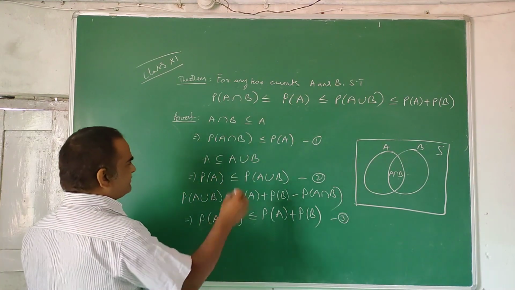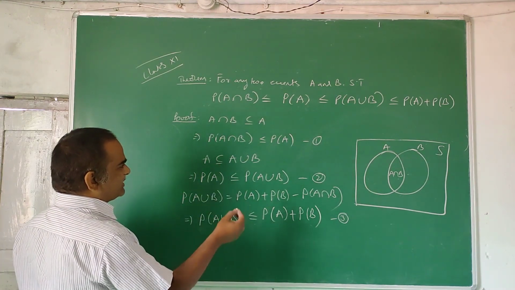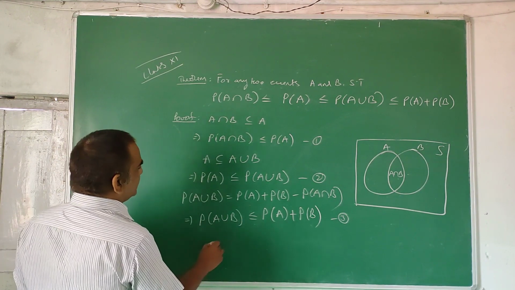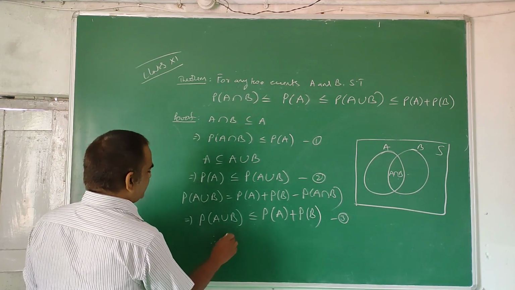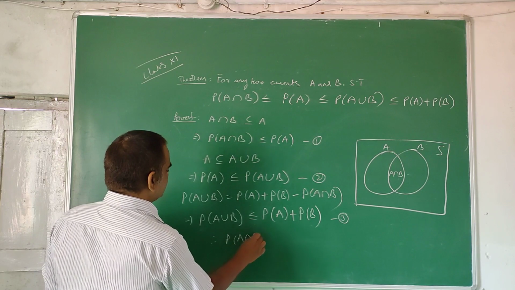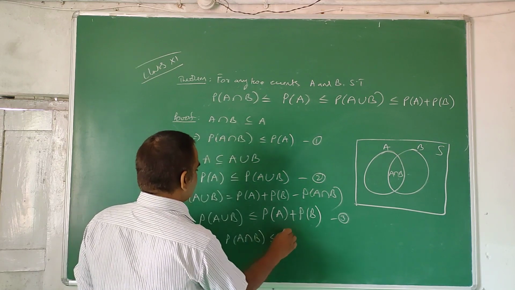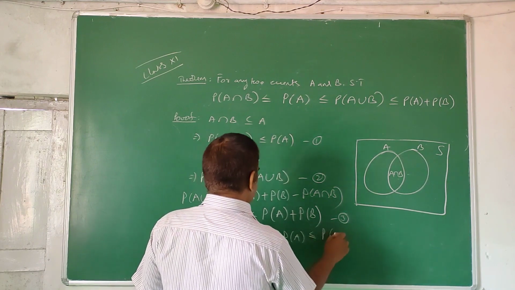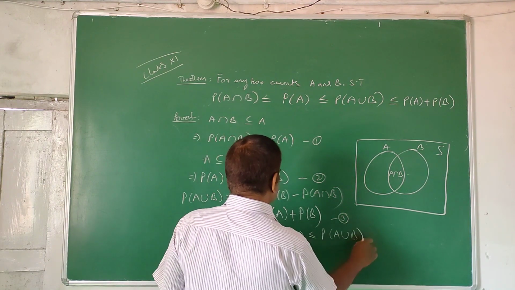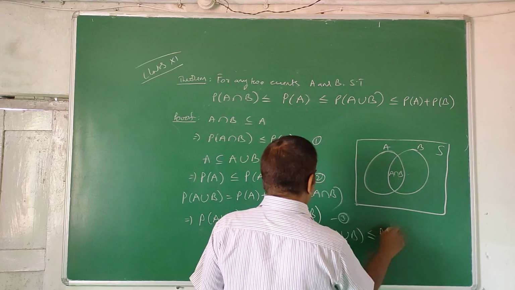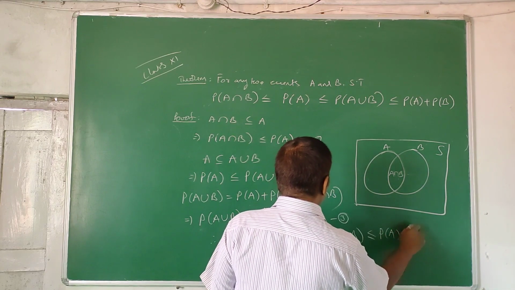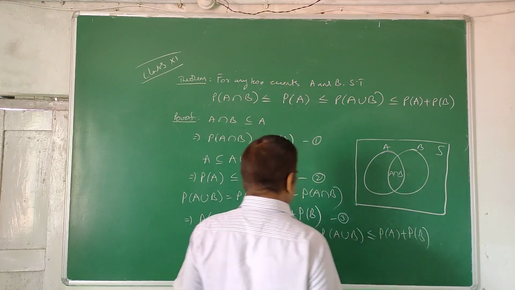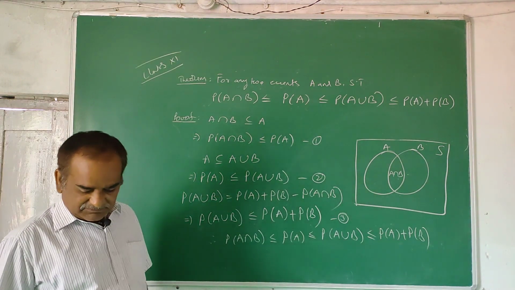Now combining the facts in 1, 2 and 3, what will we have? Therefore P of A intersection B is less than or equal to P of A, which is less than or equal to P of A union B, which is less than or equal to P of A plus P of B. Hence the theorem is proved. Understood?